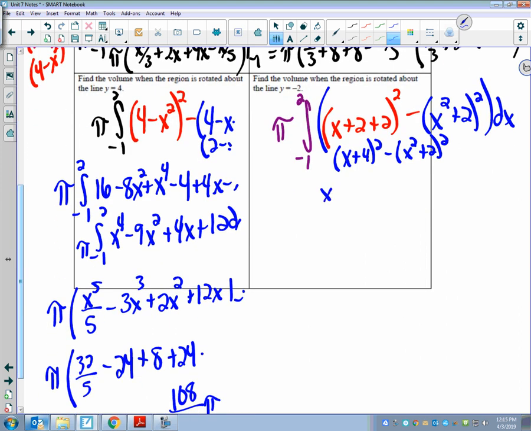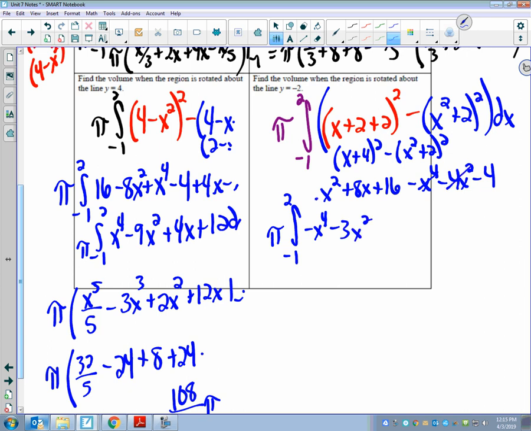So that's going to be x squared plus 8x plus 16 minus x to the 4th minus, because of this negative sign here, 4x squared minus 4. And then if you want to combine things and make life a little bit easier, I'm going to do that. I know you don't have this lovely extend button like I do, but I have negative x to the 4th, and then negative 3x squared plus 8x plus 12, because 16 minus 4.